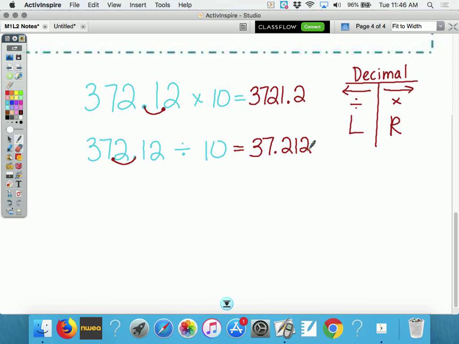Okay, tell your table group how to say the next number. Table 4, what'd you come up with? Table 6, say this number. 37 and 212 thousandths. Good. Everybody say it. 37 and 212 thousandths.